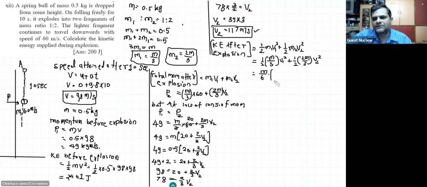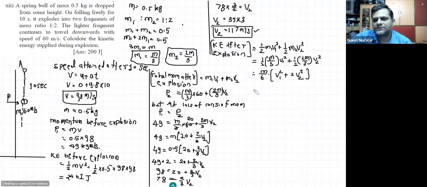Okay, m by 6. ये देखो ये m और ये नीचे 6, इधर भी है m और नीचे 6. So if we just take m by 6 common, then what will be left inside? So it will be v1 square plus 2 times of v2 square, because already m by 6 has been taken out.